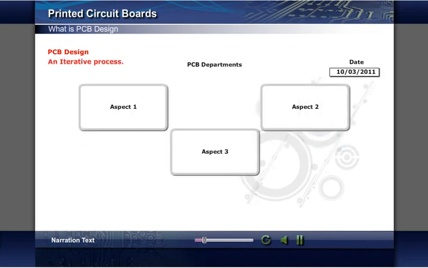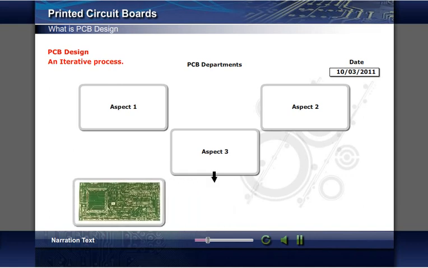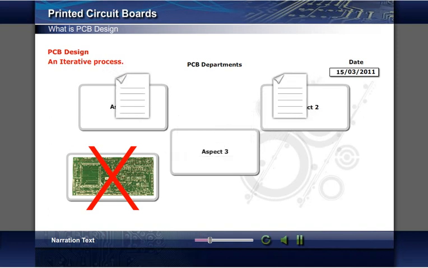Design is an iterative process. Iterative means the satisfactory solution may not be arrived at in the first thought process. It may have to be repeated to get an appropriate solution.